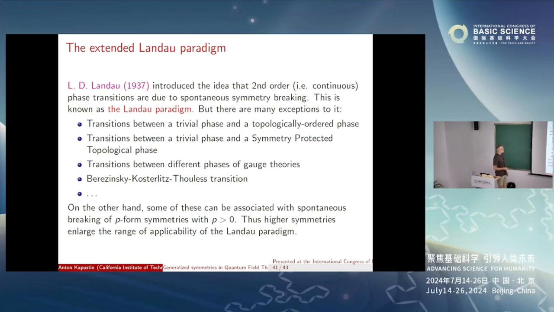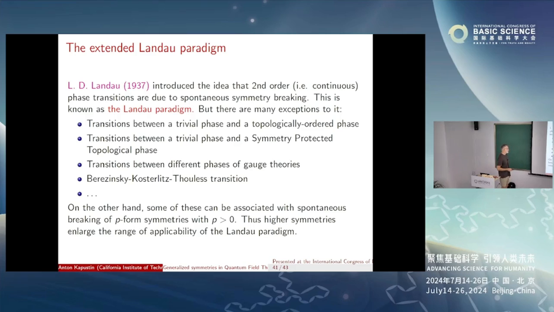This notion of higher-form symmetries is useful in condensed matter physics because it extends the so-called Landau paradigm. The Landau paradigm describes continuous phase transitions due to spontaneous symmetry breaking. So you can classify phases by looking at which symmetries are broken or not broken. Now, unfortunately, there are many exceptions. There are lots of phases and transitions which cannot be explained in terms of this simple Landau paradigm. For example, a trivial phase and a topological order phase are different phases, but you cannot explain the difference in terms of ordinary symmetries. The transition between a trivial phase and a symmetry protected topological phase is also not part of the Landau paradigm.